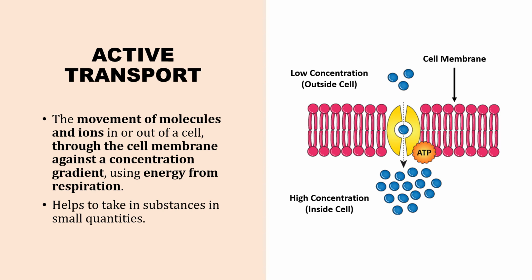Since it occurs against a concentration gradient, it is the movement of molecules across a cell membrane from a region of lower concentration to a region of higher concentration. Active transport occurs in root hair cells, small intestine, and kidney tubules.